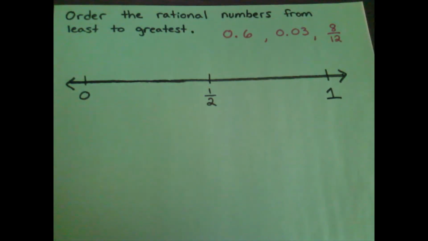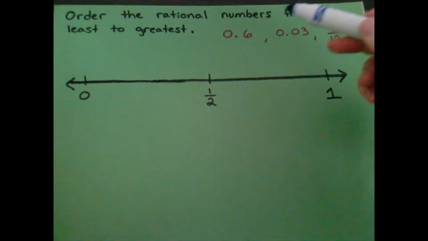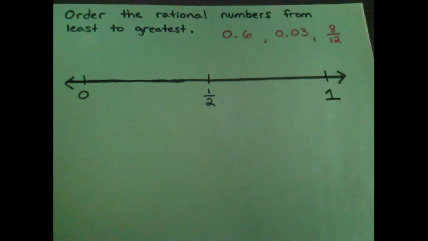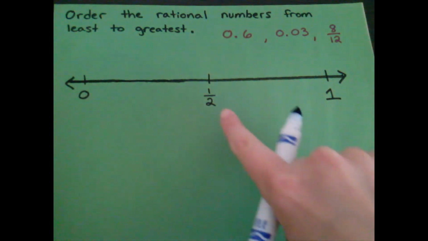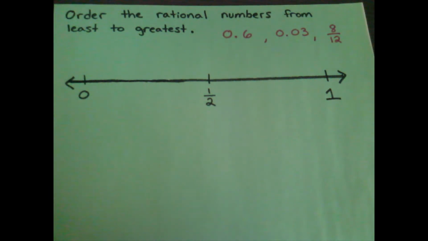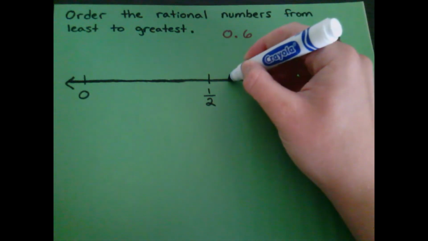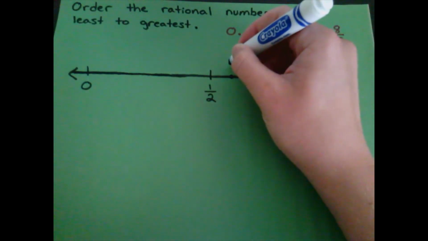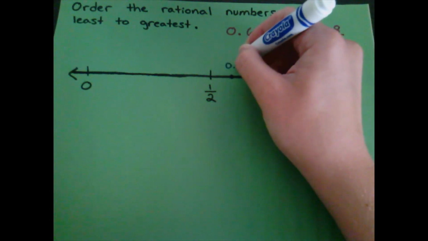For this example, it says, order the rational numbers from least to greatest. If we look at the first number, we have 6/10. Is that close to 0, 1/2, or 1? 6/10 is going to be close to 1/2 because 5/10 is the same as 1/2, and 6/10 would be about right here. So we're going to write down 6/10.